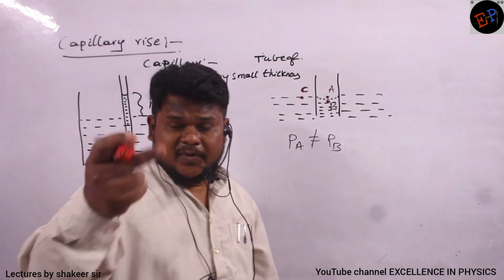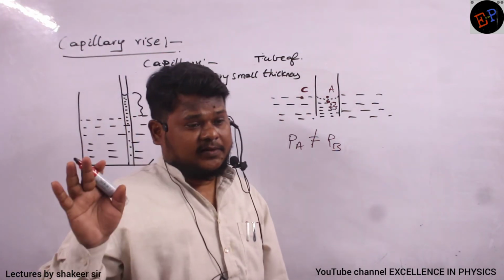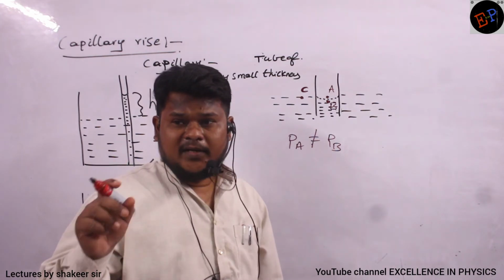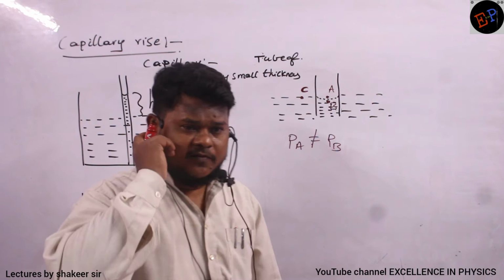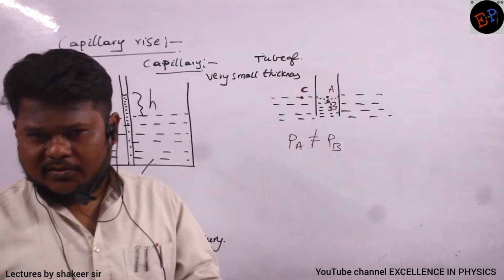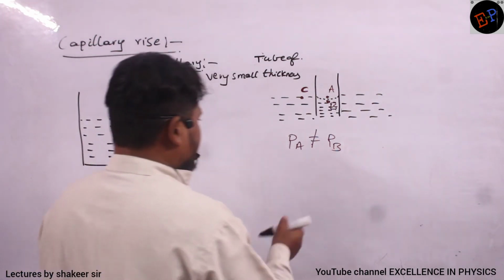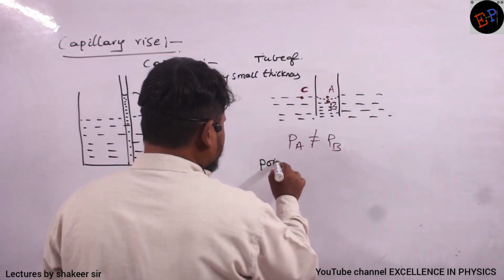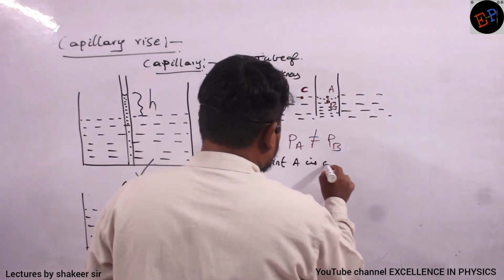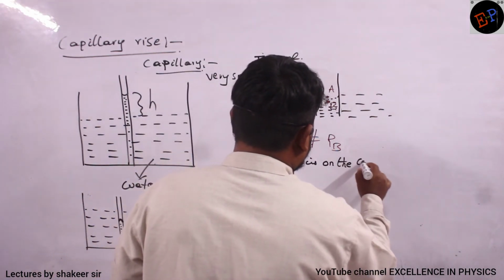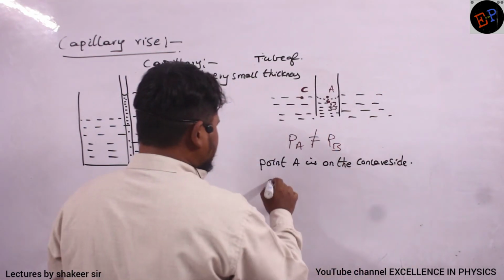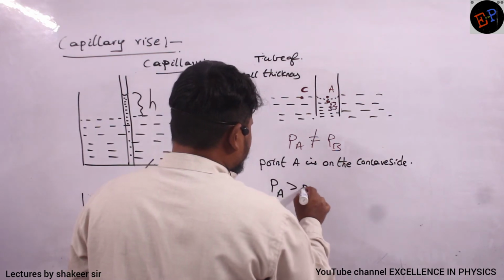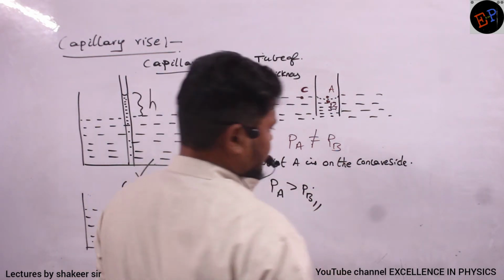Because point A is present on which side? Concave side. Point A is present on the concave side. On the concave side, definitely pressure will be greater. Already we discussed this. So therefore, what do I write? I write here, point A is on the concave side. So definitely I can say that pressure at point A must be greater than pressure at point B.